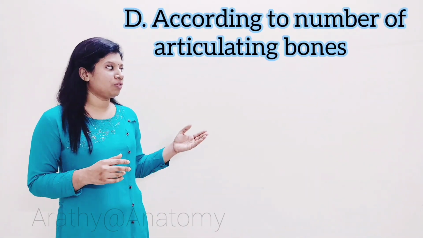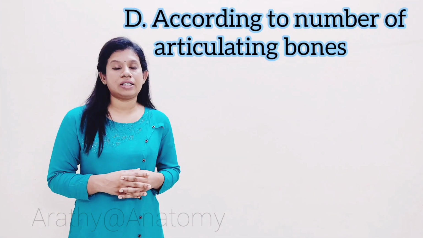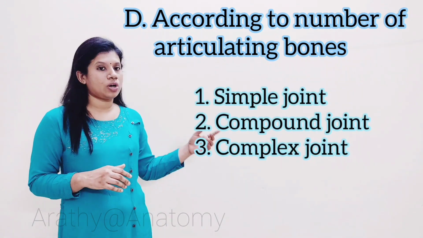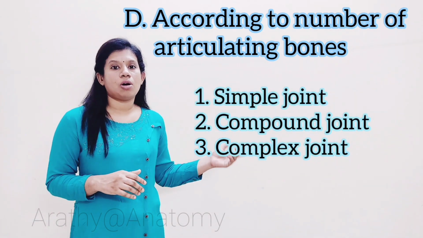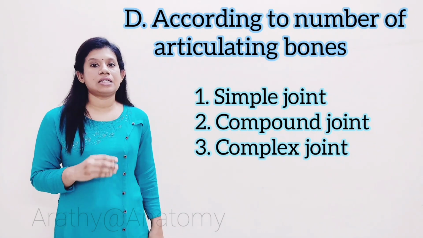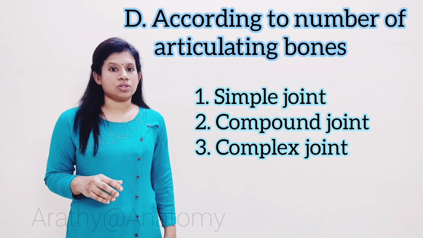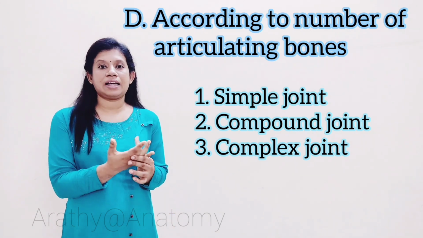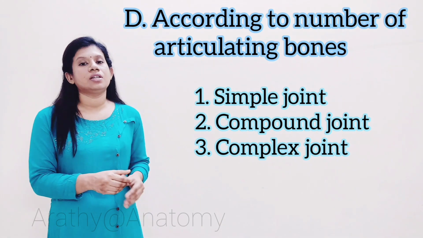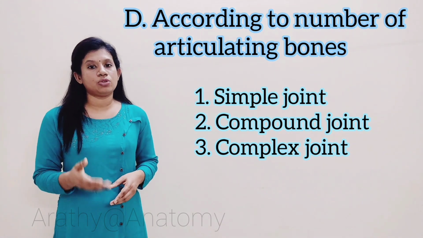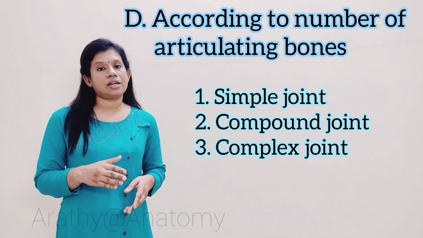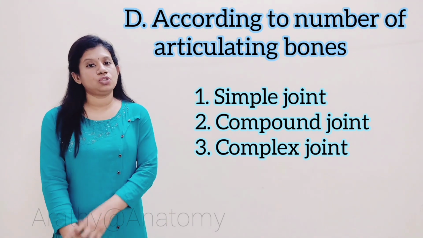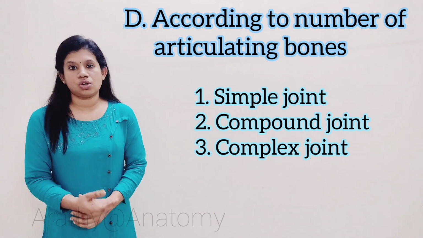Moving on to the fourth one, depending on the number of articulating bones, it is mainly divided into three types: a simple joint, compound joint and complex joint. Simple joint means there are only two articulating bones. Example, interphalangeal joints of the phalanges. Next one is called compound joint. Compound joint means there are more than two articulating bones. Example for this is the elbow joint and wrist joint, etc.